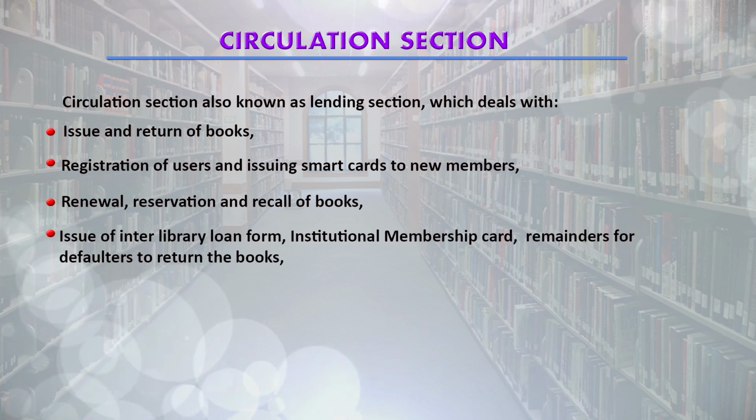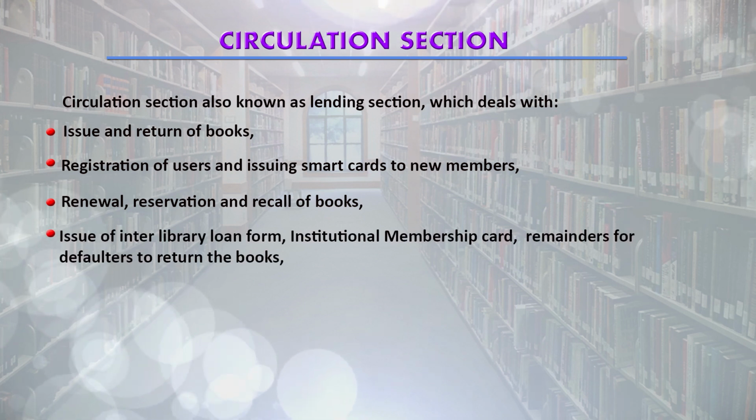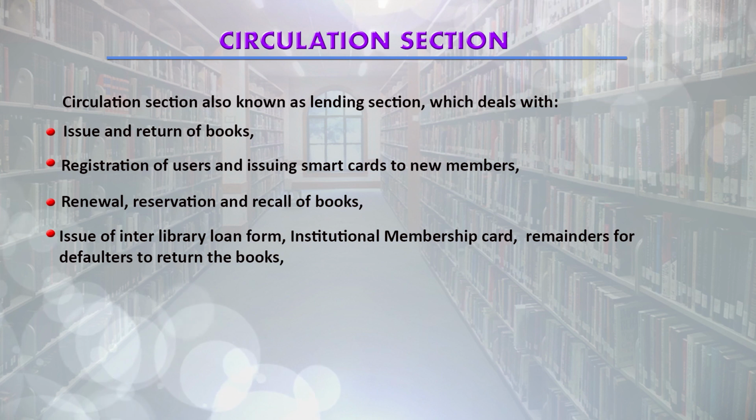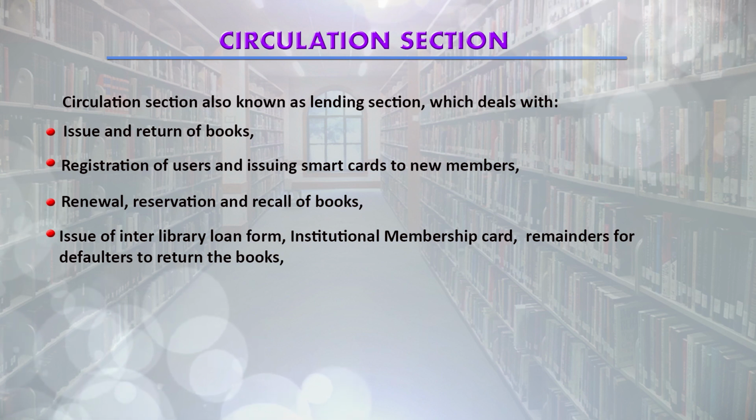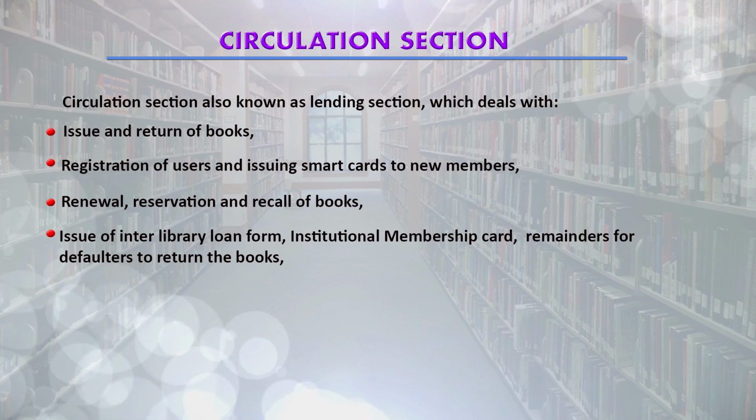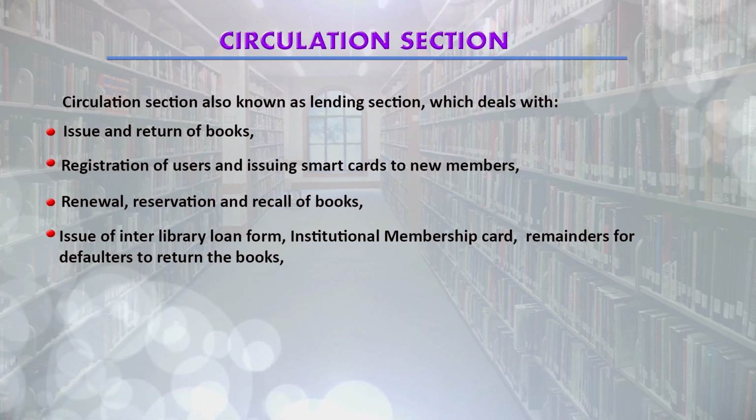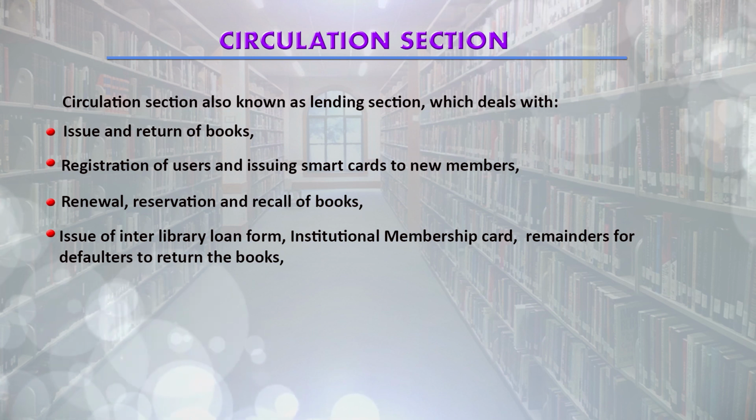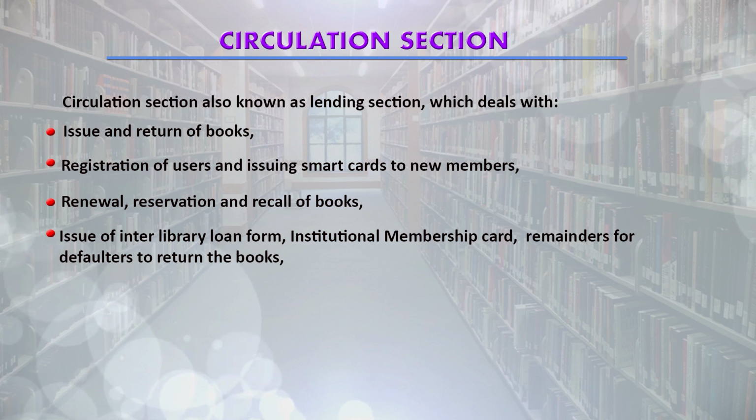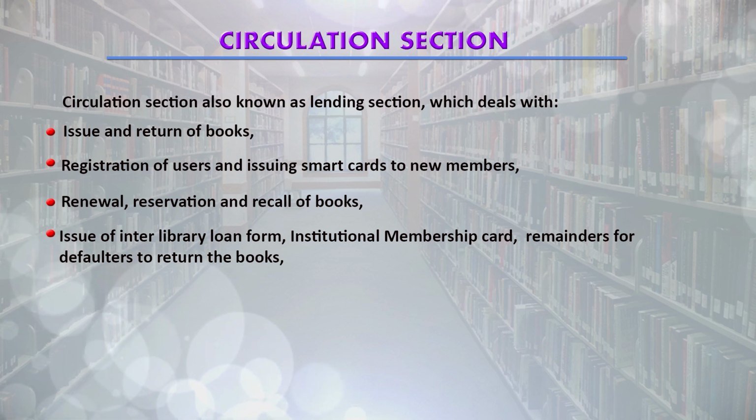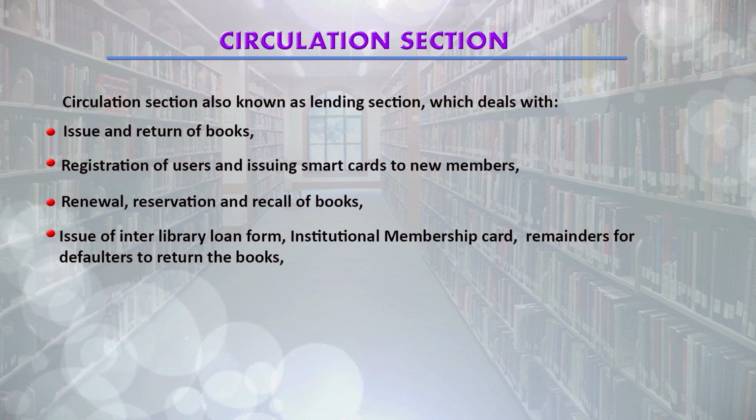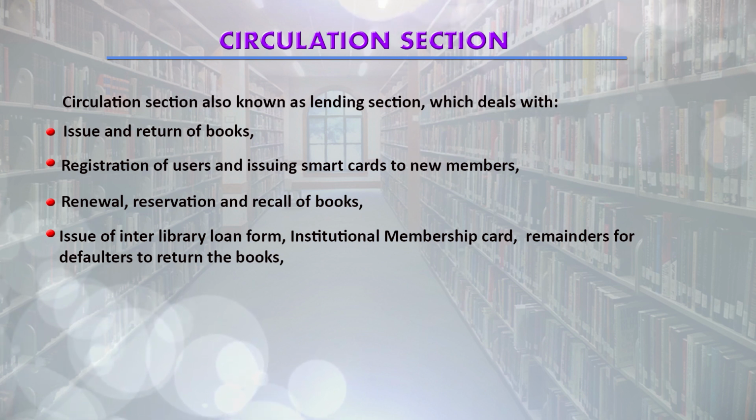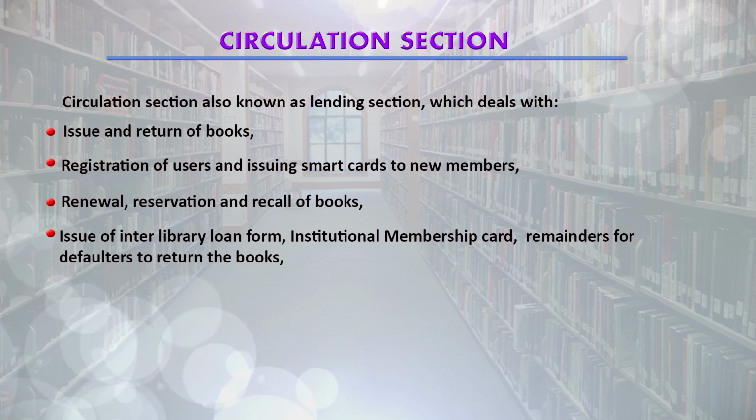Library also issues interlibrary loan form. Interlibrary loan form means it is a form for getting book from other libraries, because sometimes the library is not having those books which are required by the users. So, libraries are having network cooperation with other libraries. So, they ask for the required book from other libraries, and for that purpose they issue interlibrary loan form to their users. Then if the book is overdue, the circulation section also issues reminders for defaulters to return the book.